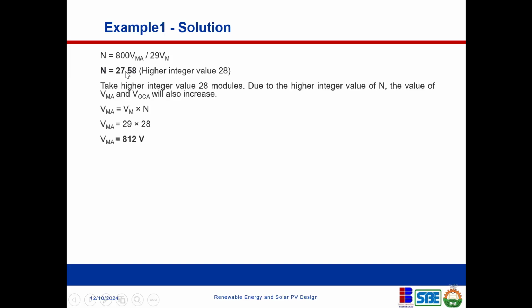But of course, you cannot have 27.58 modules. You just have to make it a higher integer, 28. But when you make it a higher integer of 28, you also change the voltage, so you're going to get a voltage that's more than 800. Let us now find out what the new voltage would be.